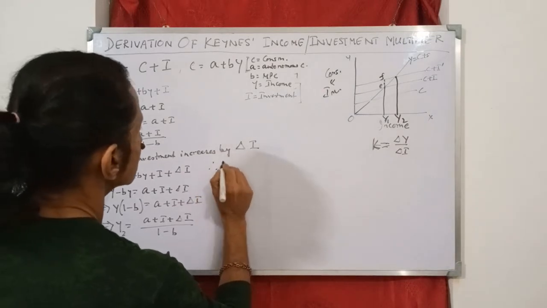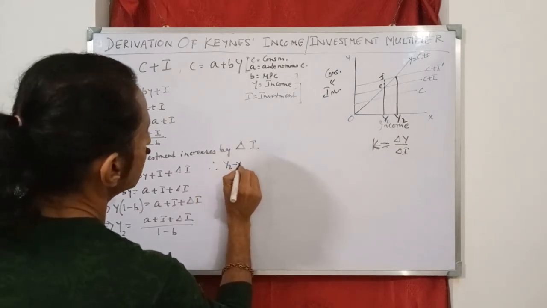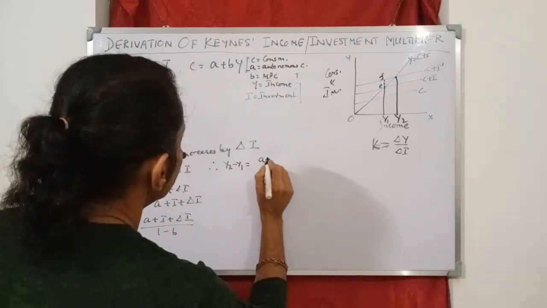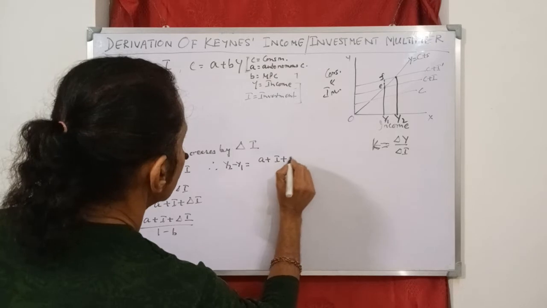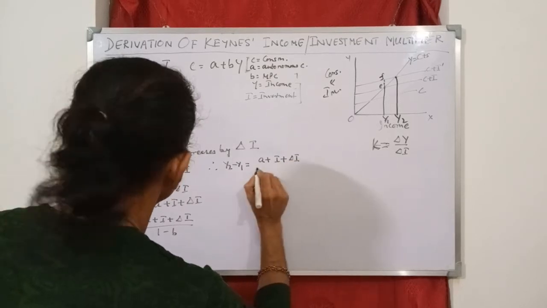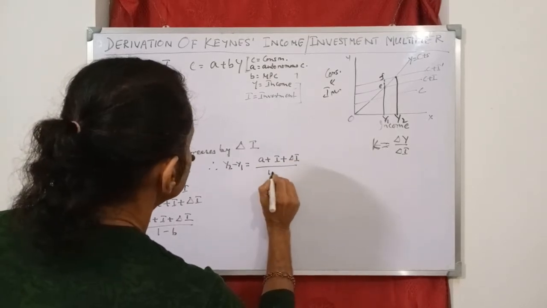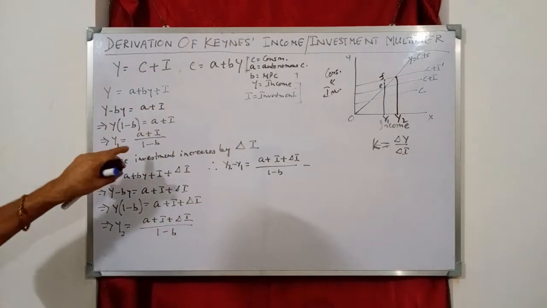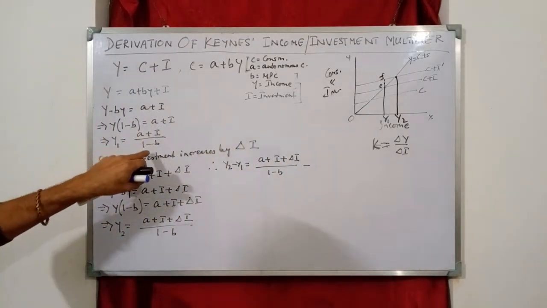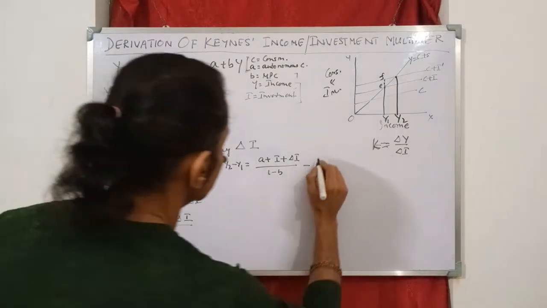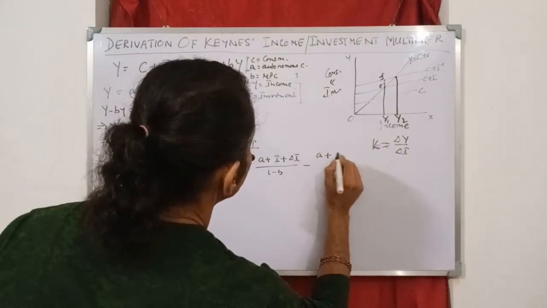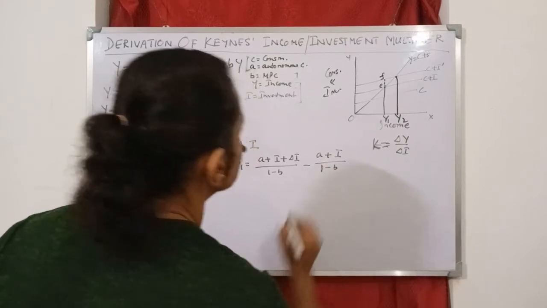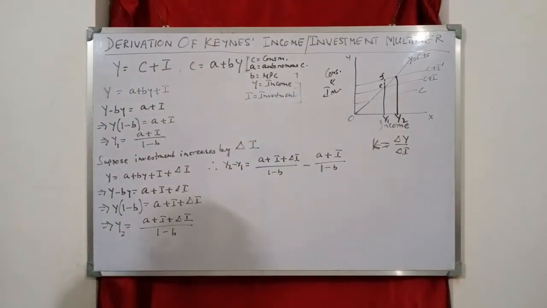Therefore, y2 minus y1 equals a plus I plus delta I divided by 1 minus b, minus the income in year 1, that is a plus I divided by 1 minus b, right?